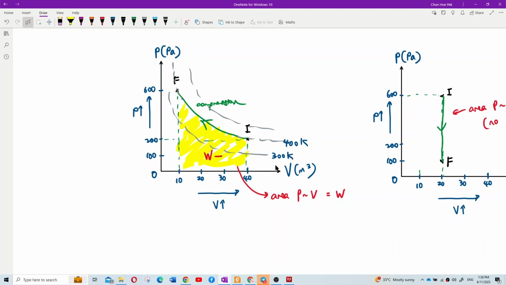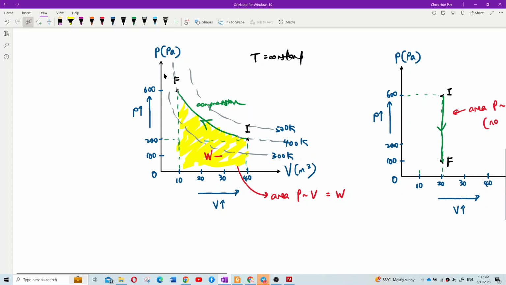Below is 300 Kelvin, above is 500 Kelvin. That means from the initial point to the final point here, they maintain the same temperature. So what happened to the pressure, class? What happened to the volume? Let me write something. This one is temperature constant, because you maintain at the same isotherm line.